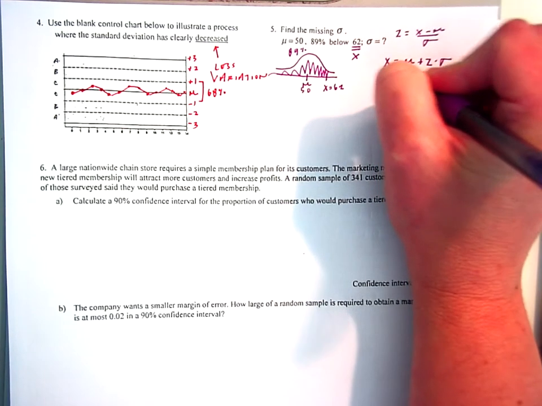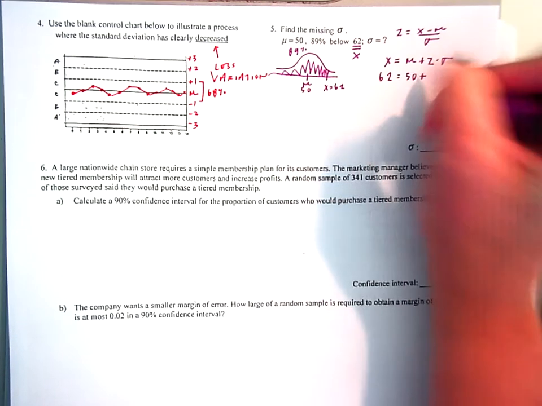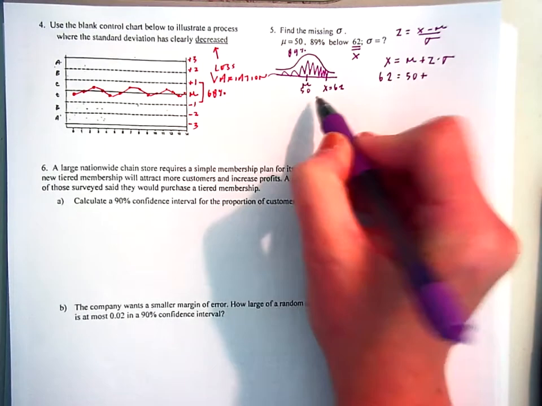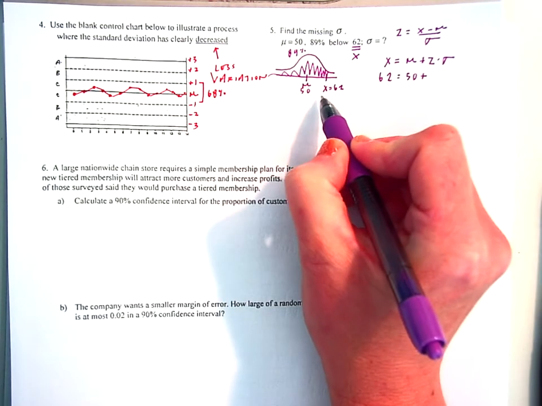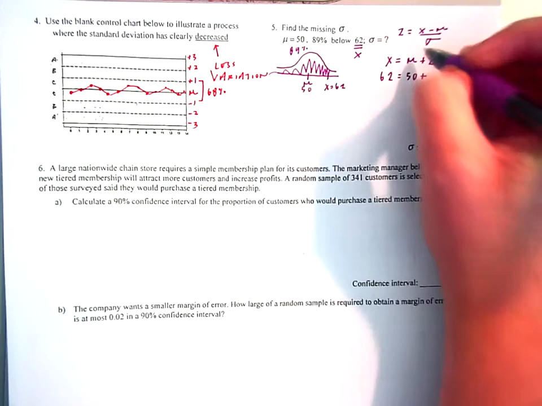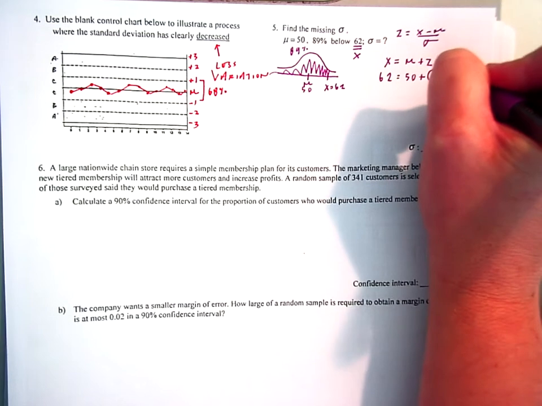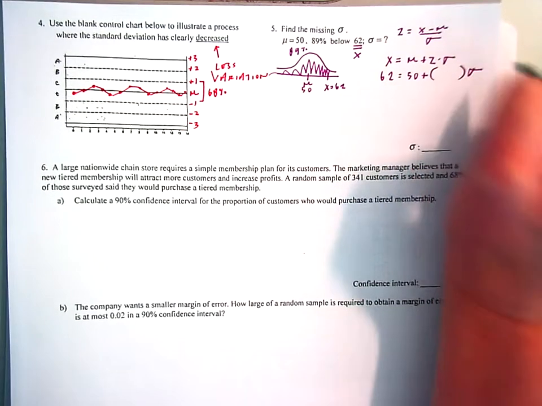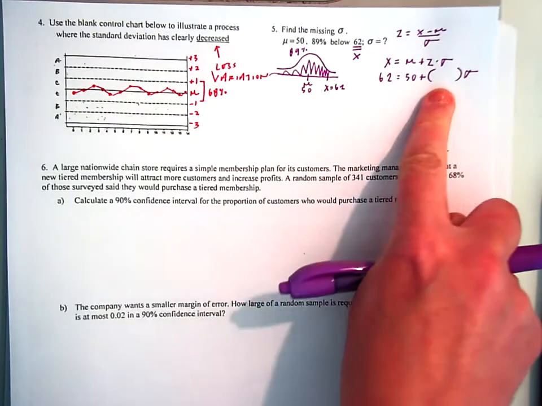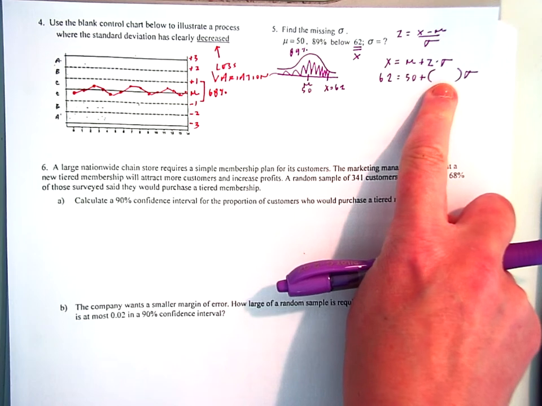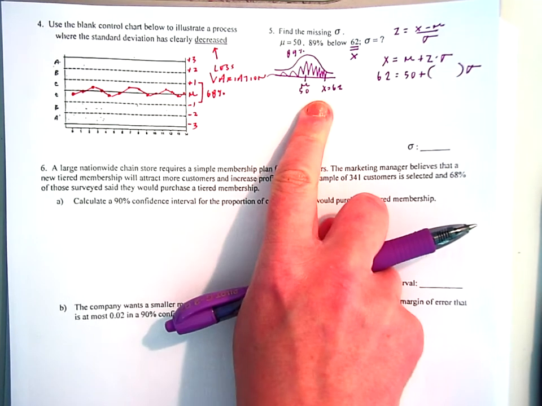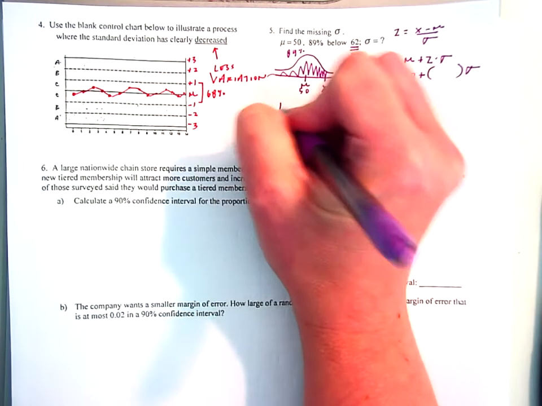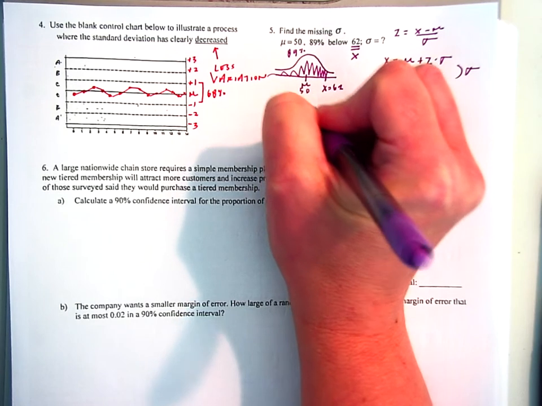So what I know right now, I know my observation right here is 62. I know that my mean is 50. Okay, I don't know what the z-score is for this observation, but I know how to find it. So I'll leave myself a little room for that. And then standard deviation is what I'm trying to solve for. So I need that z-score, right? That's what I want.